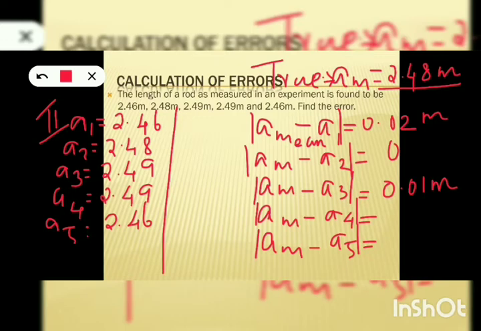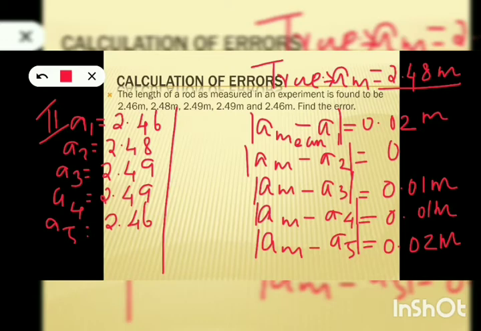Next reading is 2.49. Again it will be 0.01 meter. Next reading is 2.46. So 2.48 minus 2.46 is 0.02 meter. Okay. So these are the differences between the true value and the measured value, that means the obtained values. And in our previous session, we had discussed what we mean by the difference between true value and the measured value. Yes, it is our error. So what we have just calculated is nothing but our error.